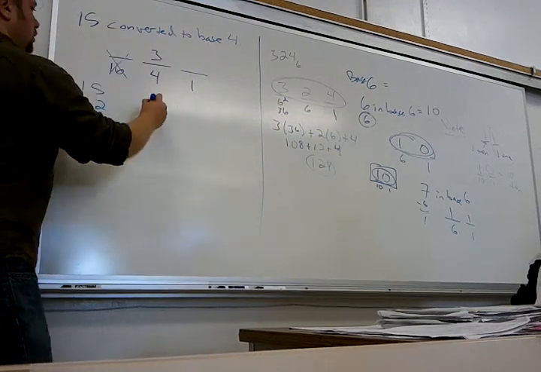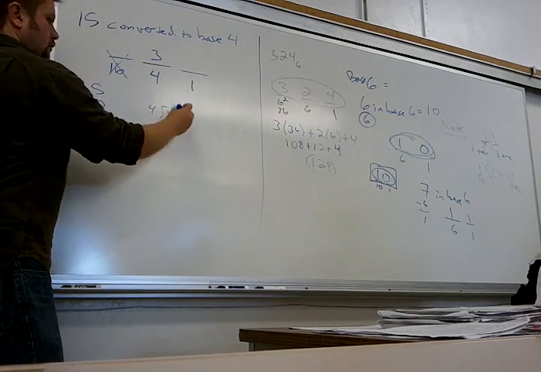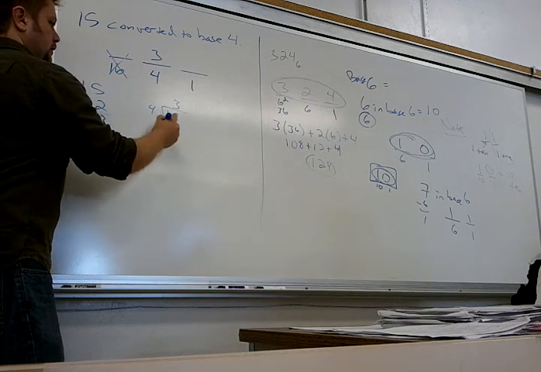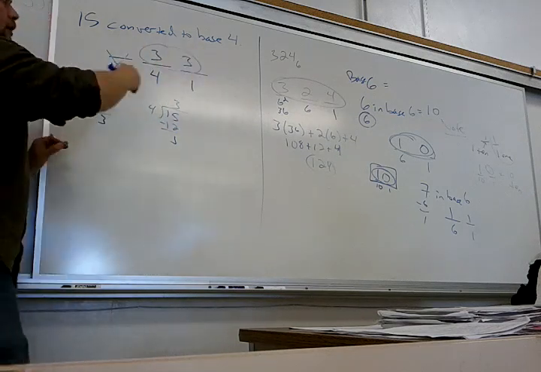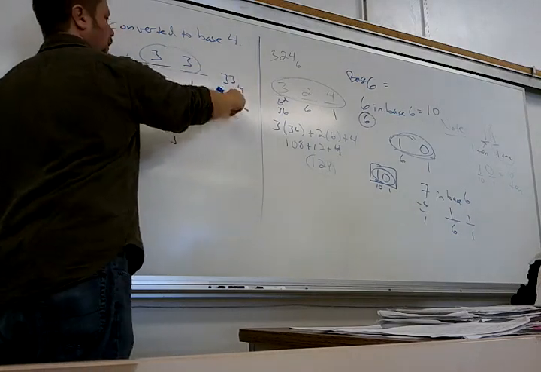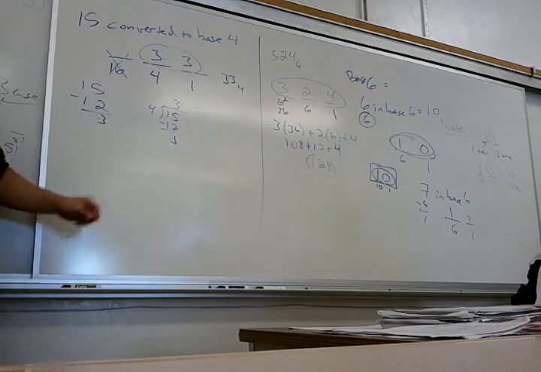How many 4s are in 15? 3. And then how much is left? What's the remainder? 3. So 33 base 4 means the same thing as 15 in our base.